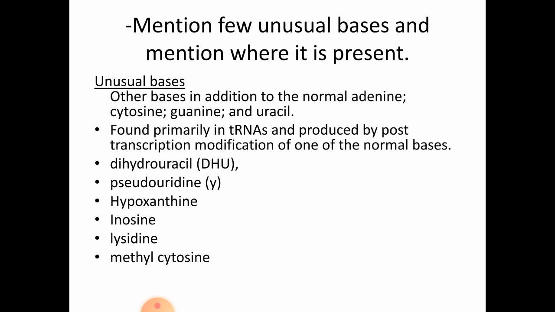Examples are DHU, dihydrouracil, then pseudouridine, hypoxanthine, inosine, lysidine, methyl cytosine. These are the examples. Any 2 or 3 should be learned by heart.